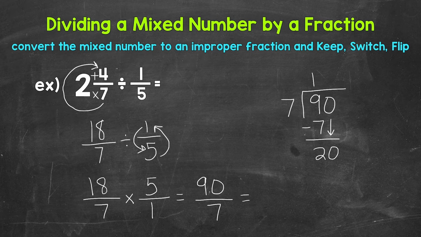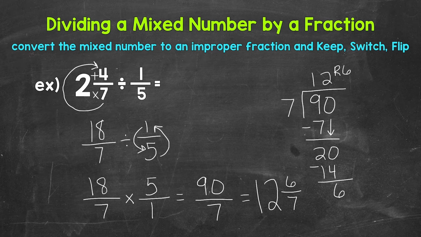So we divide. 20 divided by 7. How many whole groups of 7 in 20? Well, 2. 2 times 7 is 14. Subtract, 20 minus 14 gives us a remainder of 6. So 12 whole groups of 7 in 90. That's the whole number of our mixed number. And then we have a remainder of 6. We don't hit 90 exactly. That remainder is the numerator of the mixed number. And then we keep the denominator of 7 the same. So we end up with 12 6/7.